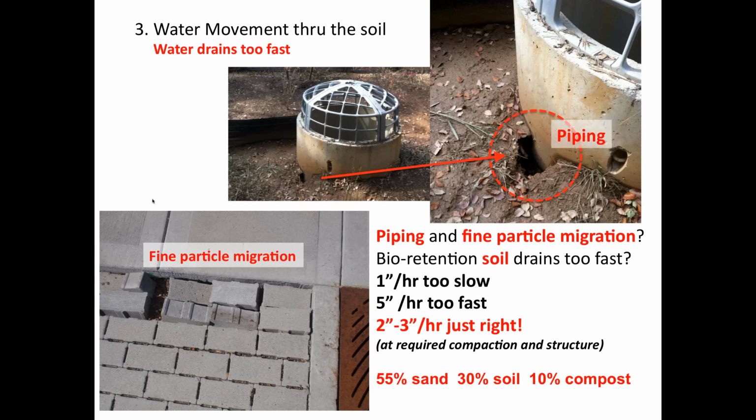At 1 inch an hour, we're starting to create other potential problems in the soil, and 2 to 3 inches an hour when it's compacted to 85% is just about the right target we should be looking for, which is a soil that's about 55% sand and 30% soil and 10% compost. We can increase the soil if we can keep more peds in the soil.